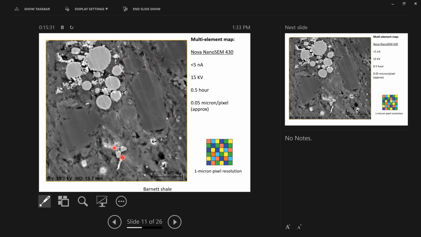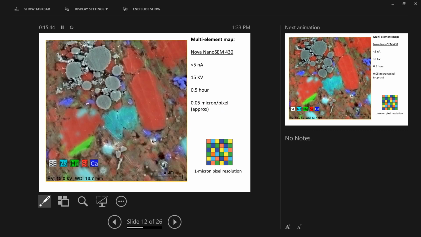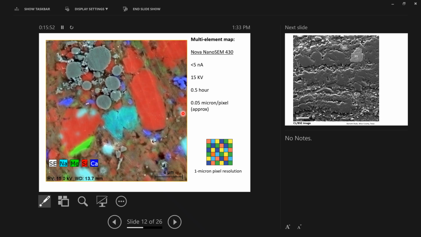This is a multi-element map example. This is about 0.05 micron per pixel. This is shale. So this is different mineralogy. Mostly silica, carbonates. Then you can know what different elements you have and what different type of mineral or kerogen you might have in this.